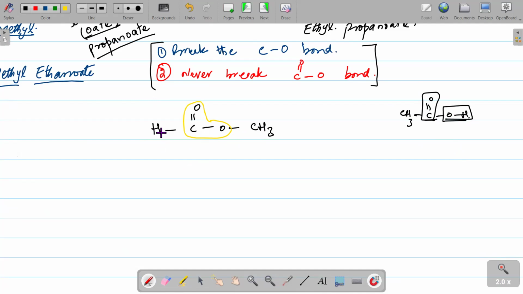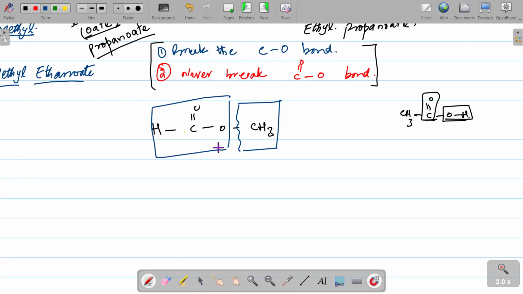So for the naming, what are the rules? Break the molecule from which part? From where will you break it for its naming? Break the carbon oxygen bond. So two options, either from this point or this point. Never break the C double bond O and O bond, so you will not break from here. Breaking here will give me two parts, right?